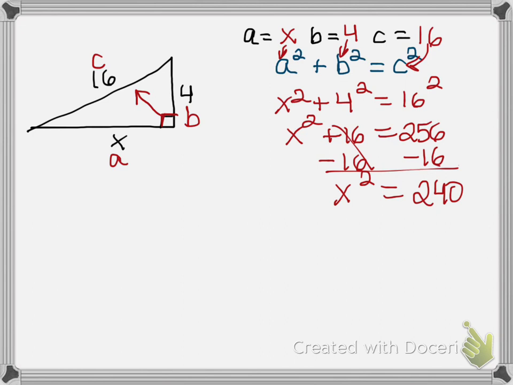Now, I have to get rid of my exponent of 2. The only way I can get rid of the exponent of 2 is by taking the square root. Since I take the square root of the left side, I must take the square root of the right side. So that will cancel out the exponent of 2, and I'll just bring down my X. But guess what? 240 is not a perfect square. So what do we have to do? We have to go over to the side and break it down like I teach you in class.